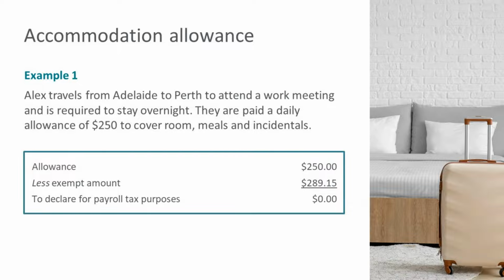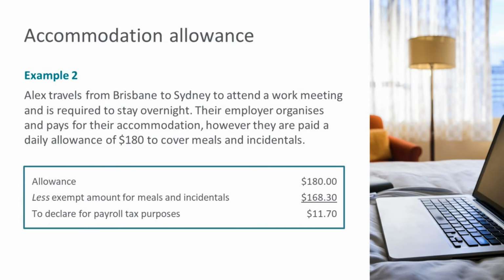In example 1, Alex has been paid an accommodation allowance of $250, which is below the accommodation allowance, and therefore, no declaration for payroll tax purposes is required. In example 2, Alex's employer has paid for their accommodation, but they received a daily allowance of $180 to cover meals and incidentals. This is above the exempt amount for meals and incidentals. The amount shown on the screen will need to be declared for payroll tax purposes.